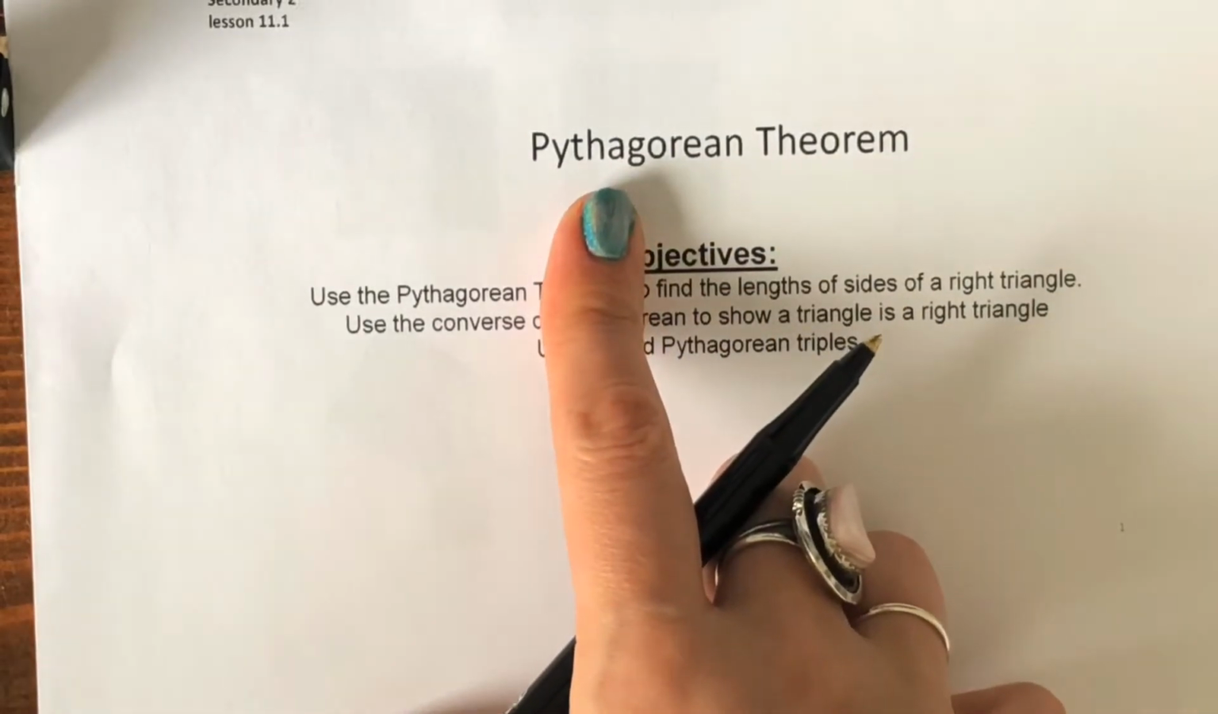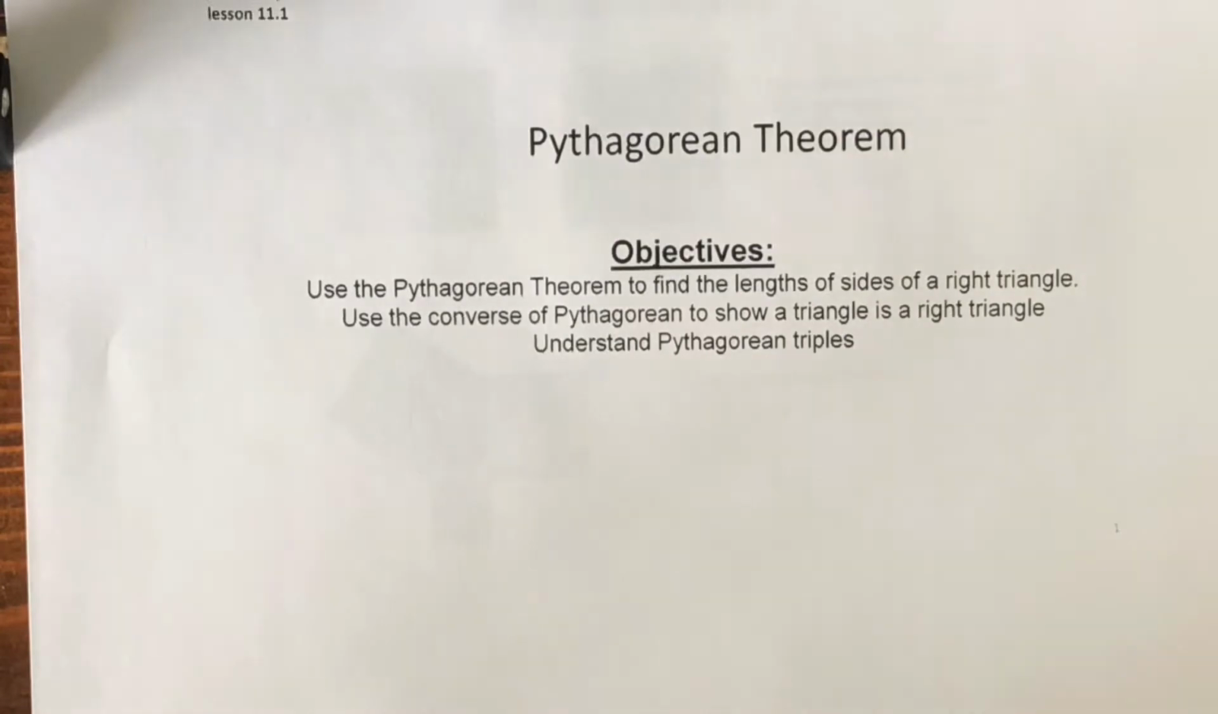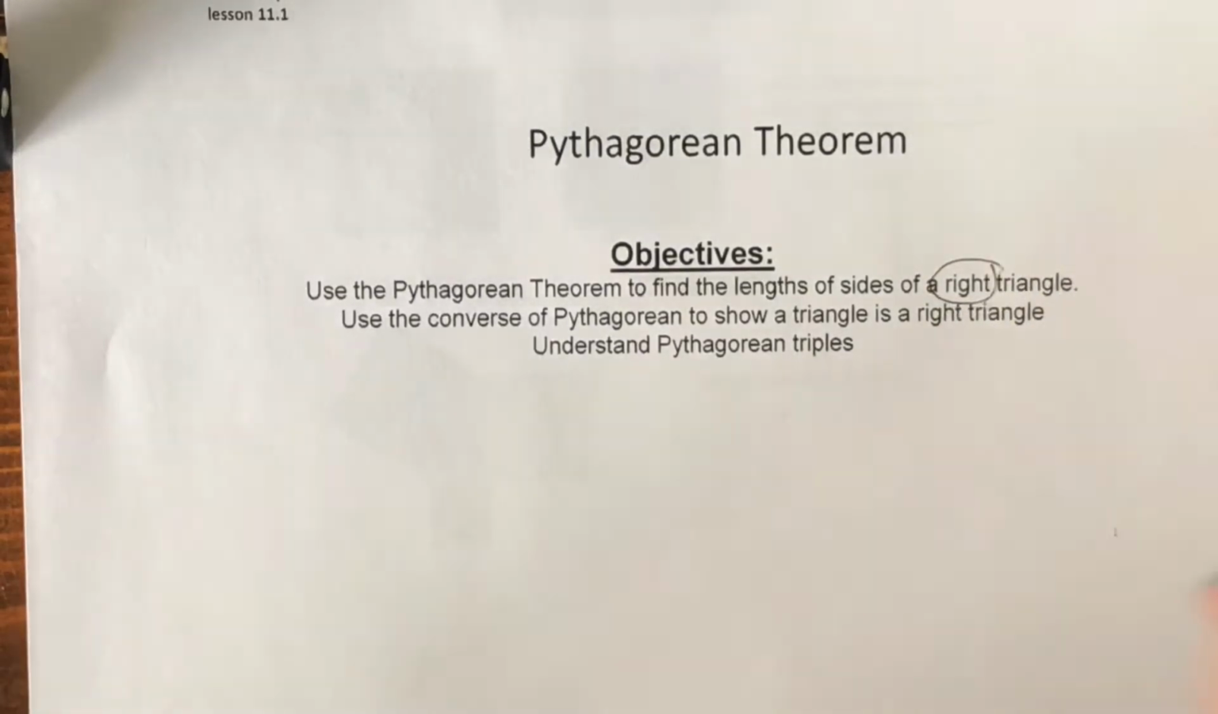You might have heard of this guy before. It's named after the mathematician Pythagoras, who discovered it. So that's why we call it the Pythagorean Theorem. But we use the Pythagorean Theorem to find lengths of sides of a right triangle. So a key there is it has to be a right triangle. It has to have a 90-degree angle in it.